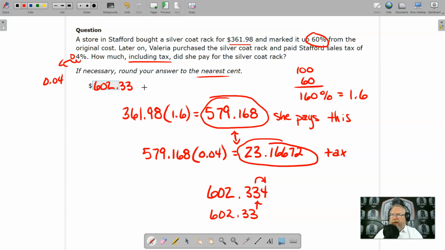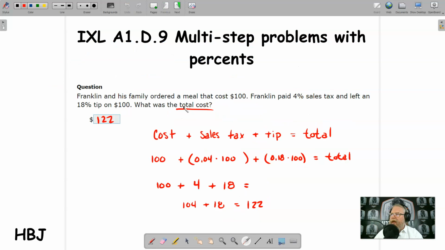All right, so those are all of my examples for IXL Activity A1.D.9 multi-step problems with percents. Good luck with your activity.